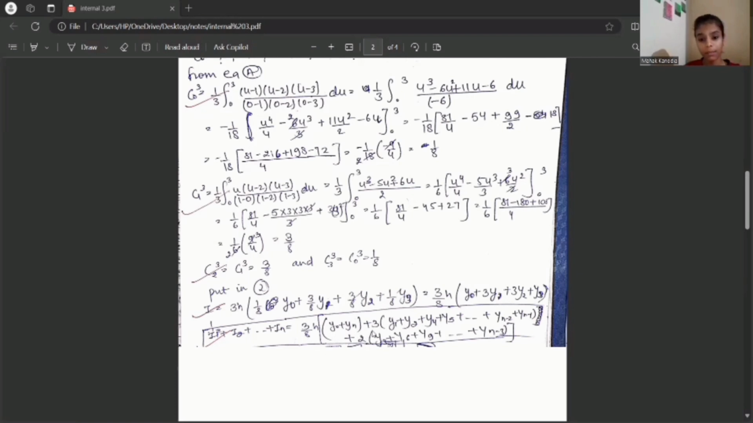On generalizing the equation for summation of n terms, we get an equation like 3h upon 8 into bracket of y0 plus yn plus 3 into y1 plus y2 plus y4 plus y5 up to yn minus 1 and yn minus 2 terms, plus 2 into y3 plus y6 plus y9 up to yn minus 3. This is the final formula for the Simpson's 3 by 8 rule.